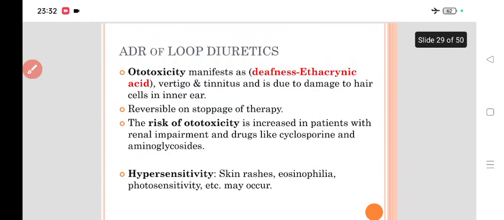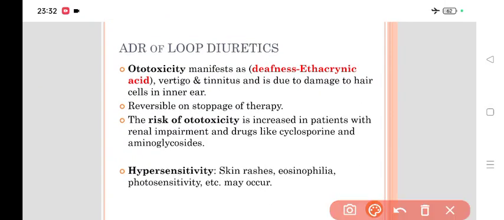Now other adverse effects, like ototoxicity, means there is a chance of deafness, particularly with ethacrynic acid. It may cause deafness, vertigo, and tinnitus, due to damage to the hair cells of the inner ear. Ototoxicity is more commonly seen with ethacrynic acid, and it is reversible on stoppage of therapy.